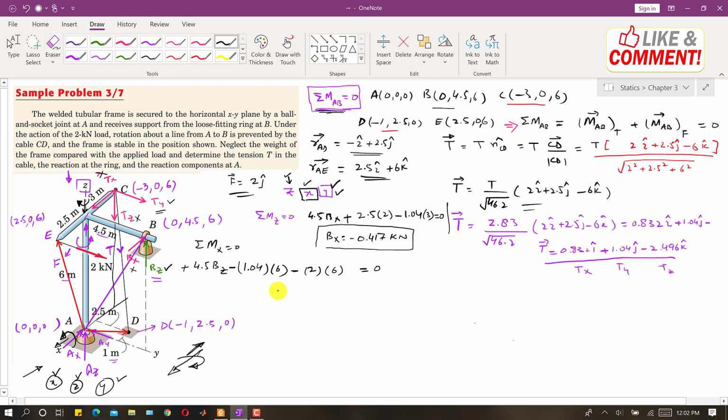Now if we solve this, we will get bz. When we solve this, bz comes out to be 4.05 kilonewtons. So these are the two reactions at point B.